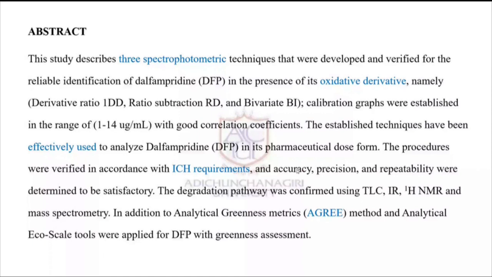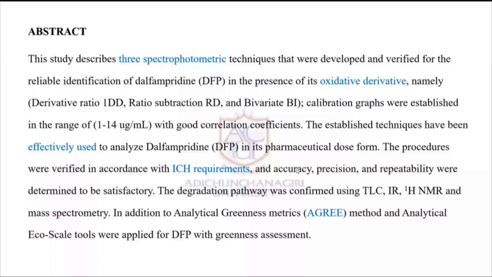The required things were done for establishing the methods, and finally the method was validated based on the ICH requirements, and parameters like accuracy, precision, and repeatability were also done, and it got satisfactory results. Whatever degradants were produced were confirmed by using different methods like TLC, IR, and proton NMR also. After establishing a suitable analytical method, the author has done the greenness assessment by using the EcoScale analytical tool and also the AGREE tool.